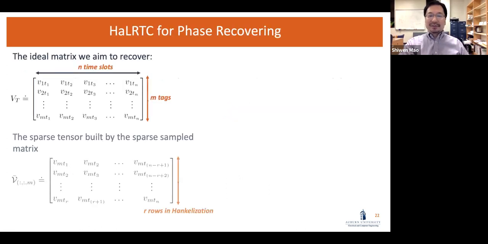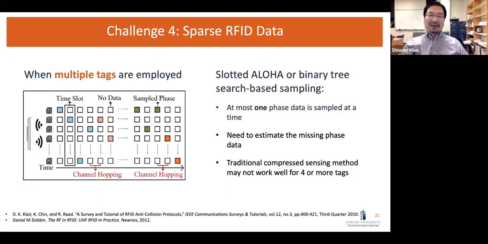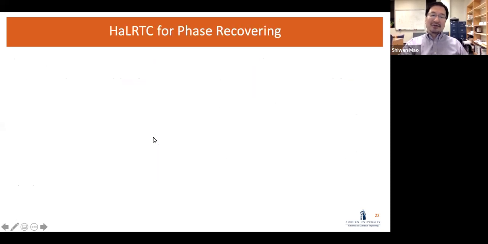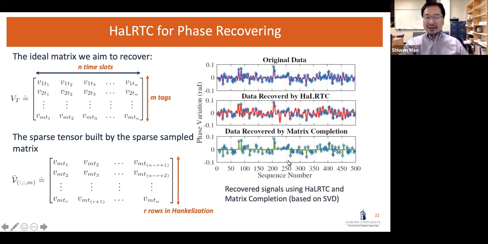So a technique we tried is tensor completion. It's called high accuracy, low rank tensor completion. Similarly, we first organize this RFID data in the form of a three-dimensional tensor. Then we apply this tensor completion technique. In this tensor, it's very sparse.